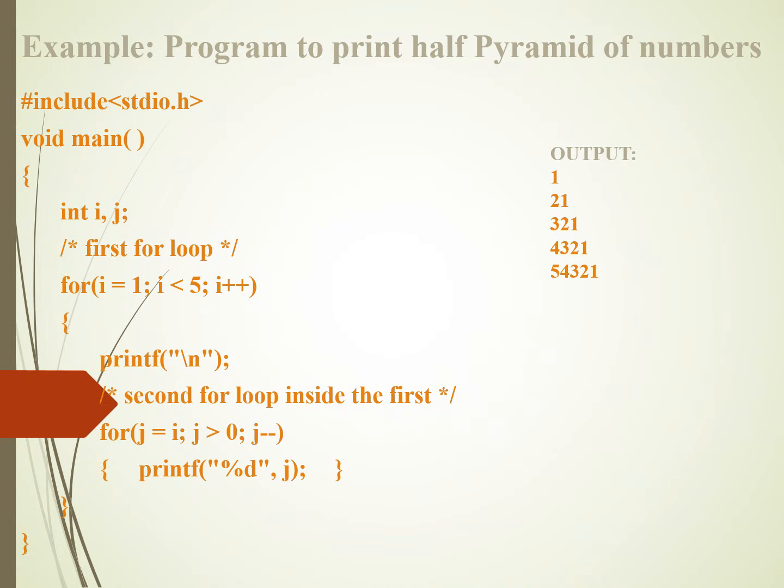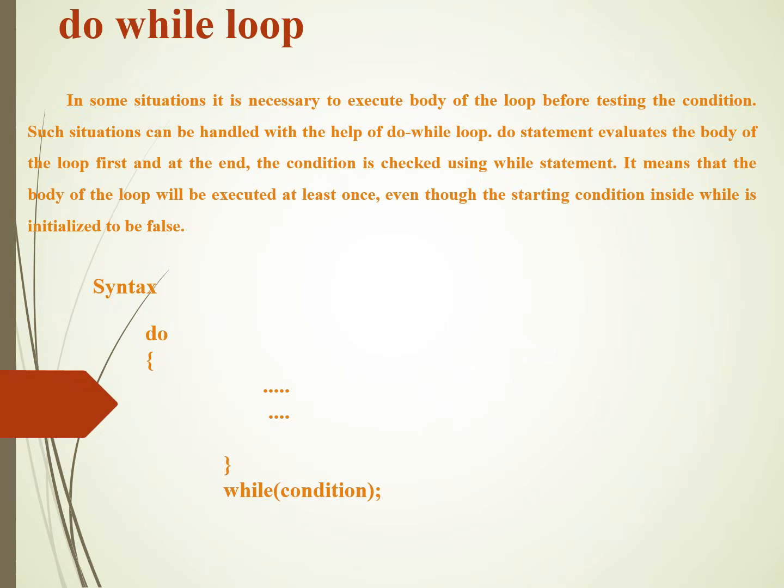Now let's move to the last type of loop, which is the do while loop. The do while loop is slightly different from the while loop. In this loop, the statements inside the loop are executed first. Only after execution does the program check the condition. Because of this, the do while loop always executes at least one time, even if the condition is false.